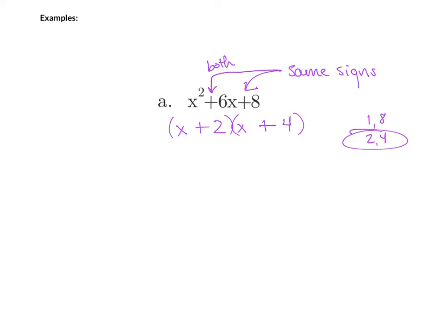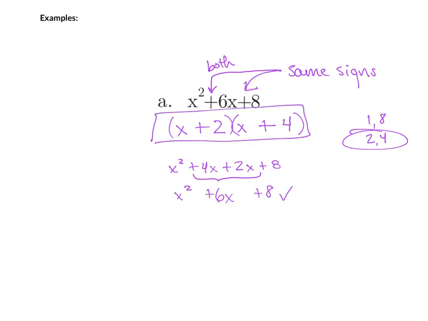So now we can go ahead and, this is our answer, okay? But we can also go ahead and check it using FOIL. If we FOIL, we get x squared. For our firsts, our outsides, we get 4x. Insides, we get 2x. And lasts, we get 8. Does that give us positive 6? Yes. And so this does check out. This is the correct factoring.